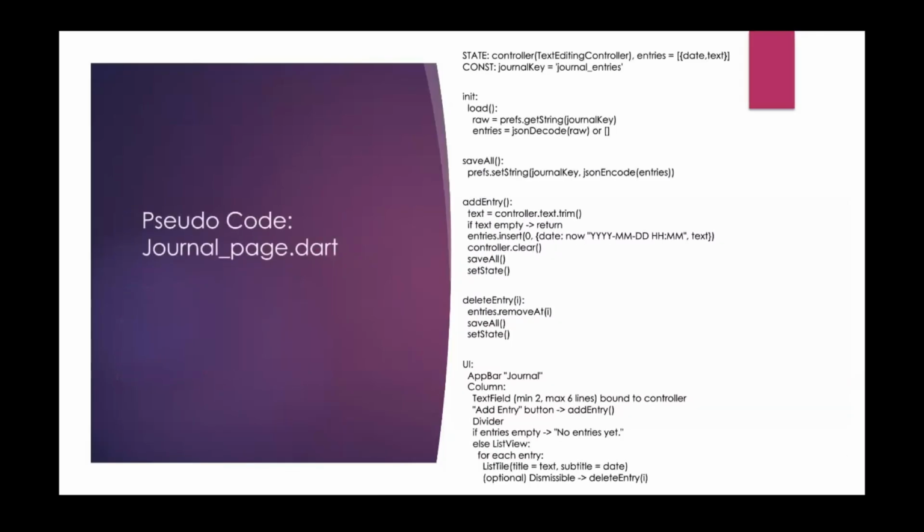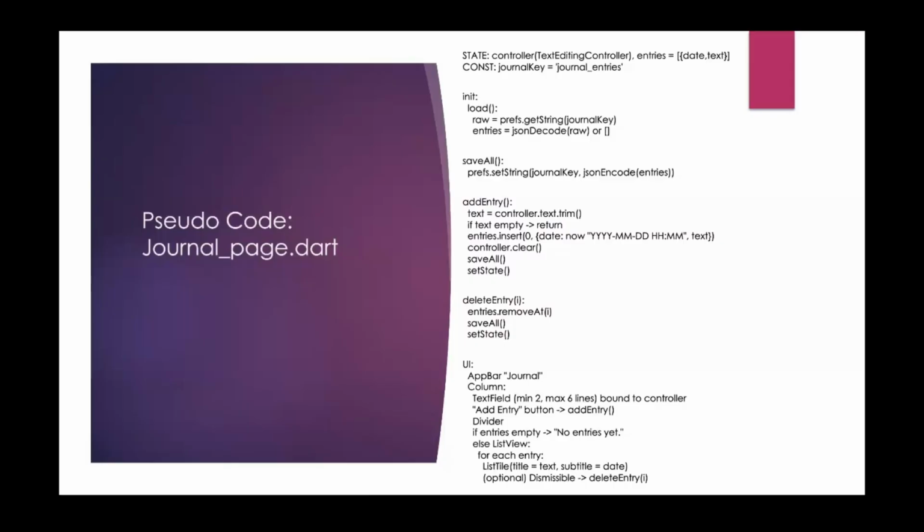Next, we have the pseudocode for this journal. At the top, you can see the state and where we declare the journal key for the journal entries. Since we're using shared preferences, it loads the journal page and saves everything you write in the journal entry. It also allows users to add a new entry, delete an entry, and then we have a very simple UI at the top where it says journal. I'll show you later in the next slide.